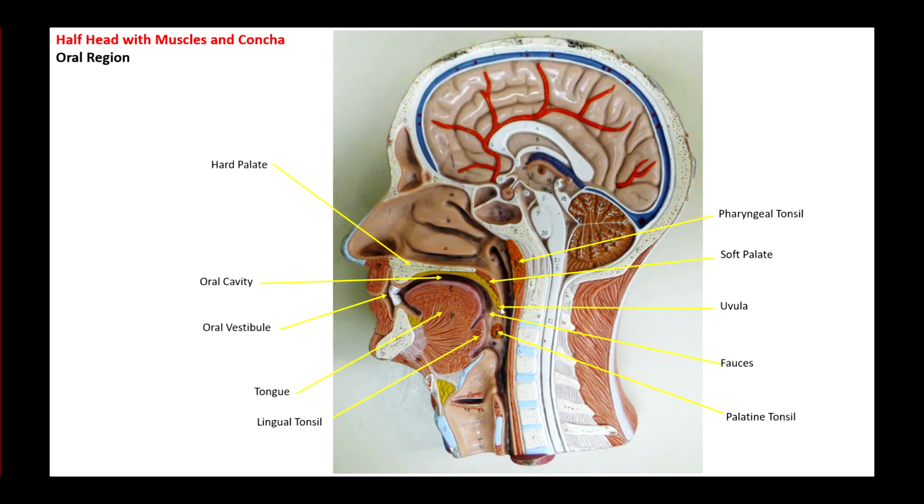uvula. Also in the oropharynx, we have the palatine tonsils. These are the ones that are most commonly removed when somebody has a tonsillectomy. They're on the side walls of the pharynx. They maybe look like a walnut, that type of thing. And then on the bottom of the tongue is the lingual tonsil. So it's another tonsil. Here is the tongue.